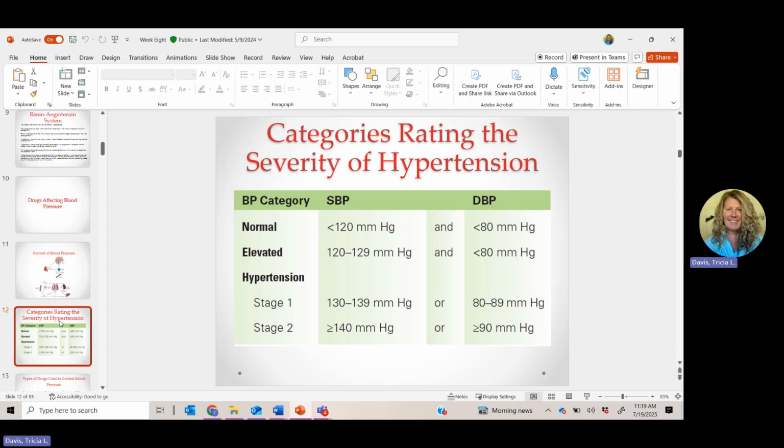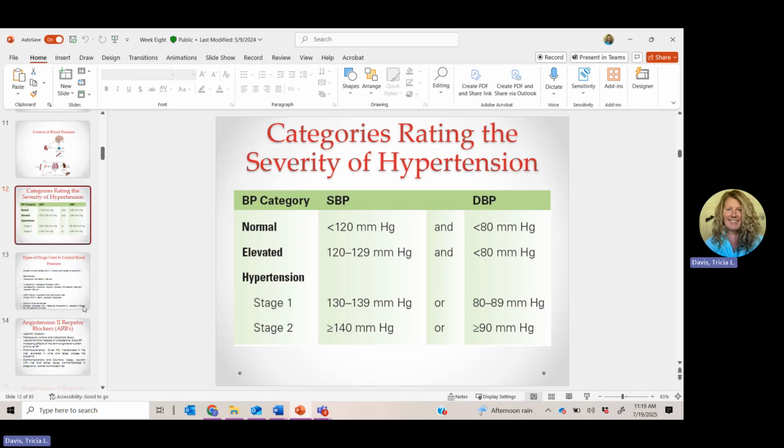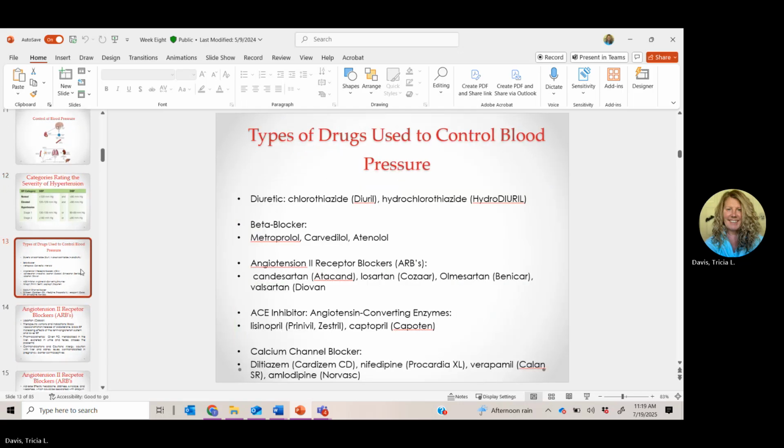How do we categorize hypertension? Well, hypertension usually comes in two stages, stage 1 and stage 2. Stage 1 is going to be a systolic blood pressure between 130 to 139 and a diastolic blood pressure between 80 and 89. When we get into stage 2, we now see that this is going to be a systolic blood pressure equal or greater than 140 or a diastolic blood pressure equal to or greater than 90. And you definitely need to know these ranges for your exam.